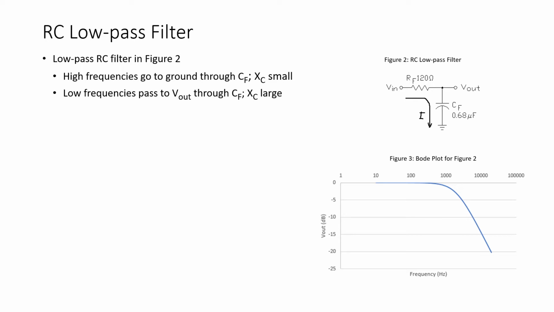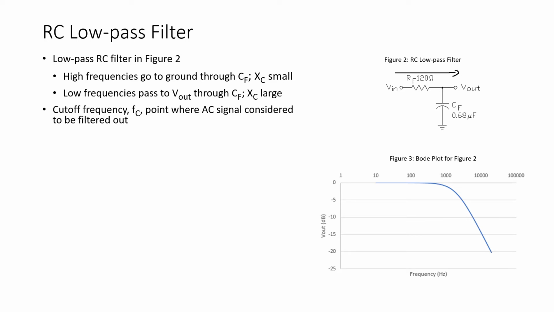Now at low frequencies, the opposition to current of the capacitor is extremely high, so the only path for current is through RF to the output. So at low frequencies, the output is maximum, and at high frequencies, of course, the output, V out, is smaller.